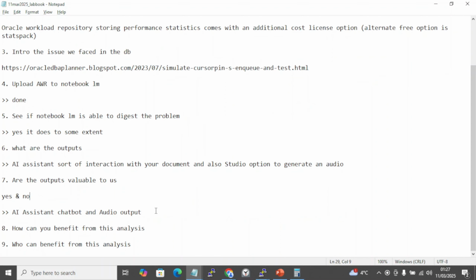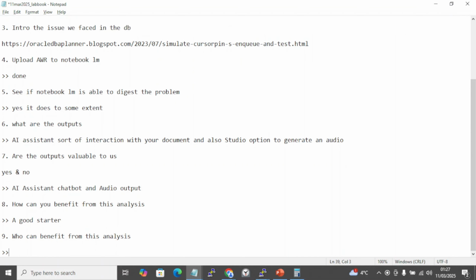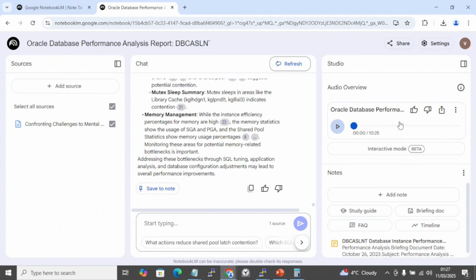How can you benefit from this analysis? Yes, a good starter, but a lot of improvisation is needed. But I think it did what it's supposed to do. It doesn't have access to the internet to validate, and the document you uploaded does not make it hallucinate. So this is the maximum you can get. Who can benefit? Starters again. All right, next, you can use this audio I told you about.